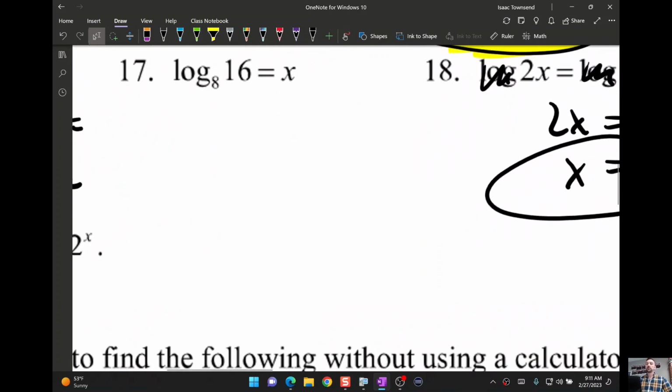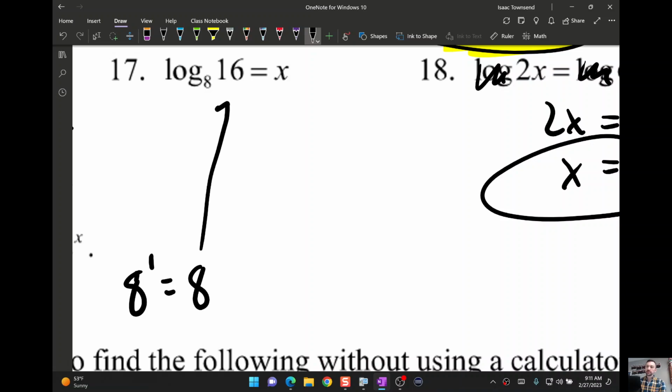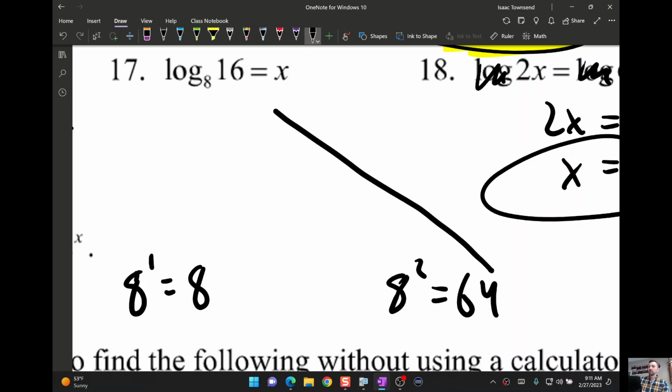Okay, the problem with 17 is this is one that you can do in your head, but the answer is not a nice whole number. So when I look at this, I know my answer is bigger than 1 because 8 to the first is only 8 and I need it to be 16. I know my answer is less than 2 because 8 squared is 64 and I need it to be 16. So it doesn't take much effort to know my final answer is somewhere between 1 and 2. And if it's between 1 and 2, that's a hint that it's a fraction or decimal.